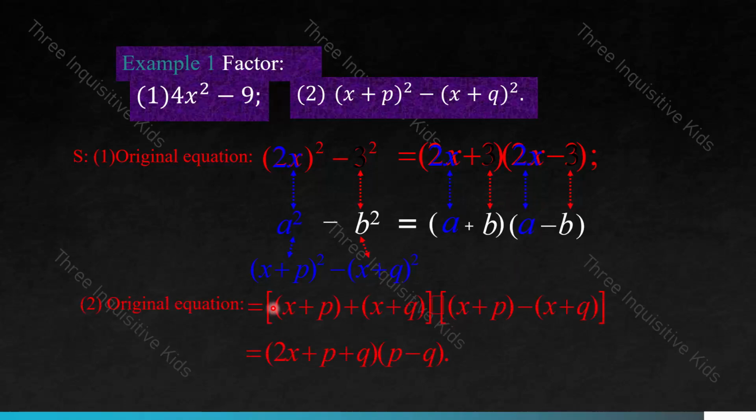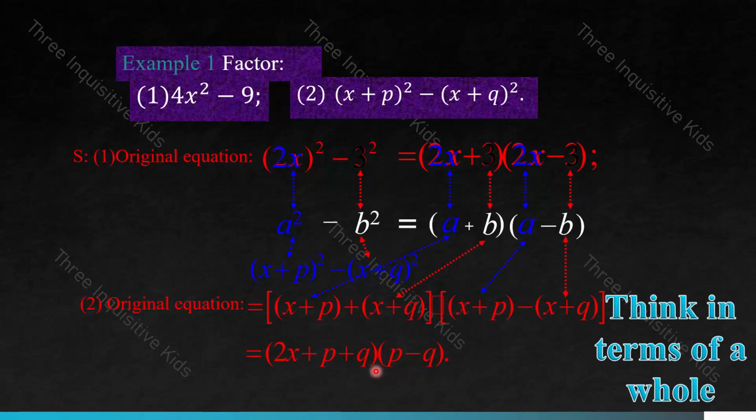Here we have (x plus p plus x plus q) times (x plus p minus x plus q). Now after simplifying, we have (2x plus p plus q) times (p minus q). And we can get this by thinking in terms of a whole. So what I mean by this is, instead of thinking of x plus p as an expression, we can think of it as one number.